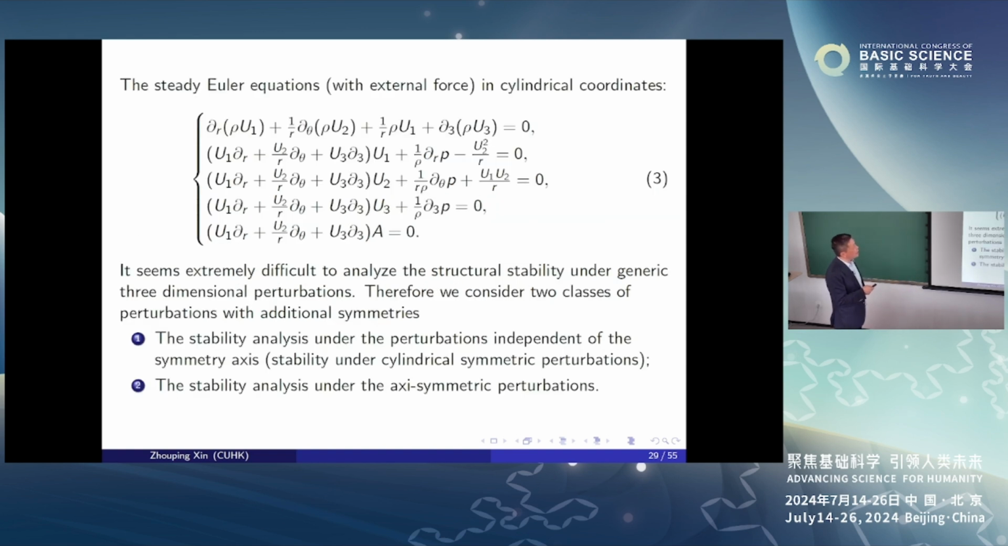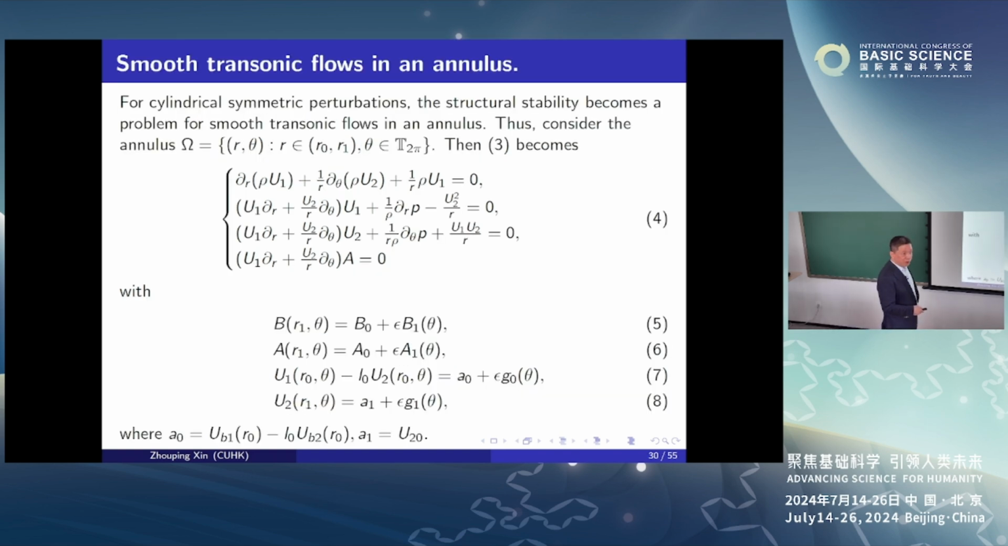We write down the steady Euler equation, purely Euler equation without external force, in cylindrical coordinates. It is very difficult to study the general structure and the generic three-dimensional perturbation. Therefore, we started with two classes of perturbations. One is stability under perturbations independent of the symmetry axis, so this means stability under cylindrically symmetric perturbations. Another one is stability under nonsymmetric perturbations. But later on we can do the general three-dimensional case also. For the case of only symmetric perturbations, our problem becomes simpler.